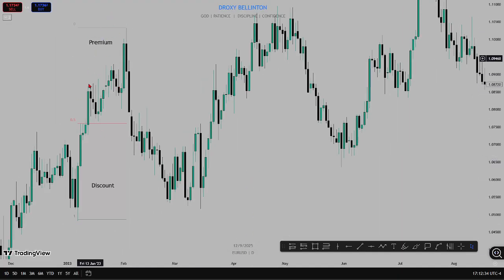So now we have our premium around this area, and we have our discount around this area. Every PD array you find in this price leg is called a premium or discount PD array. And what does a premium zone mean? A premium zone means resistance.